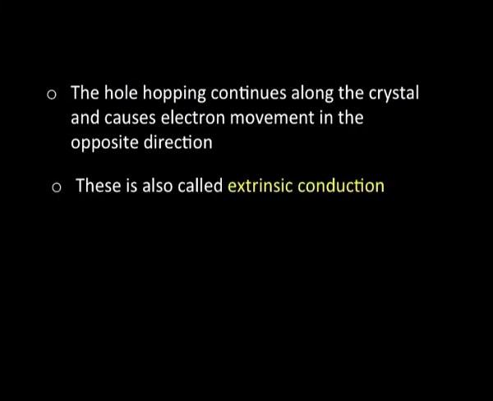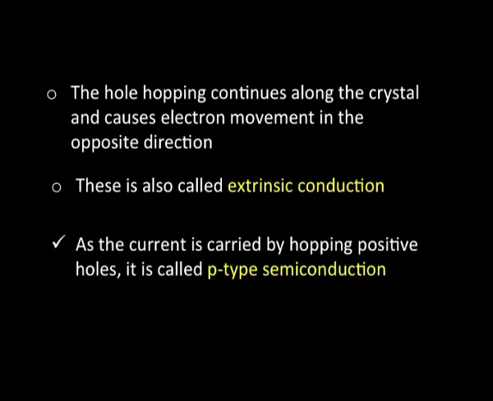And as a consequence, this conduction is also called extrinsic conduction, because the conduction has come into play because we have introduced an impurity which has got 1 electron short. That is, we have been able to create a hole there, and the electron movement from silicon to this hole and the process continuing leads to the conduction in the material. So, such conductors are called extrinsic conductors, and since in this case the current is carried by hopping positive holes, this is called p-type semiconduction. This process is called p-type semiconduction.